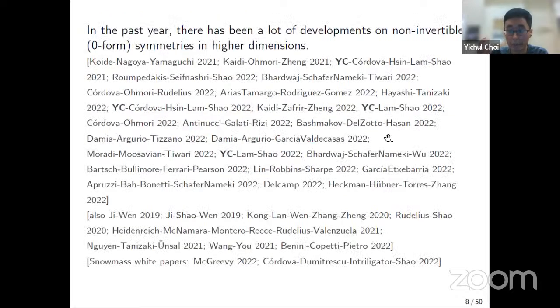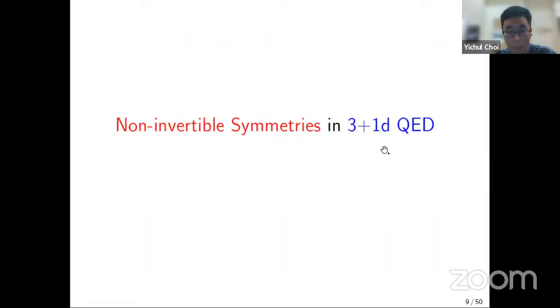So the existence of non-invertible symmetries in 1 plus 1D relativistic QFTs has been known for a relatively long time. But in dimensions higher than 1 plus 1, it was not really clear whether they even exist or not until very recently. But starting from the last few years, we started discovering more and more examples of non-invertible symmetries in higher dimensions. And there have been a lot of exciting developments in this topic in the past few years. Without further delay, let me get into non-invertible symmetries that we can see in our nature.